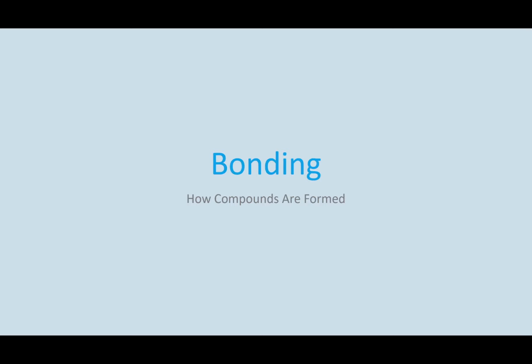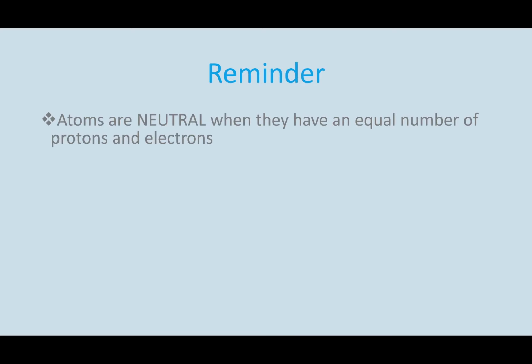In today's note, we're going to look at bonding between elements or different atoms. So we're basically going to look at how certain compounds are formed and how to classify some of the compounds. Just as a reminder, from our past notes, we've learned that atoms are neutral when they have an equal number of protons and electrons.